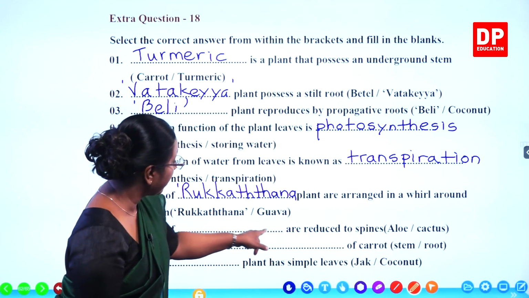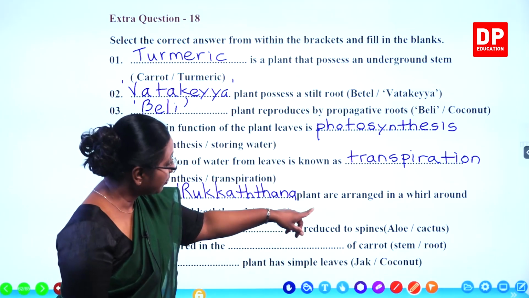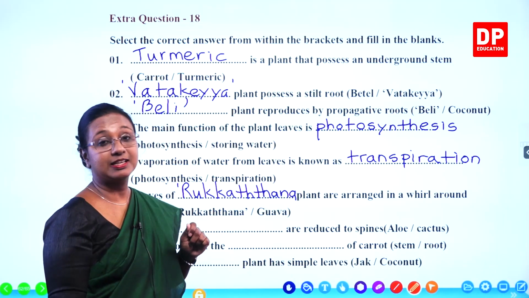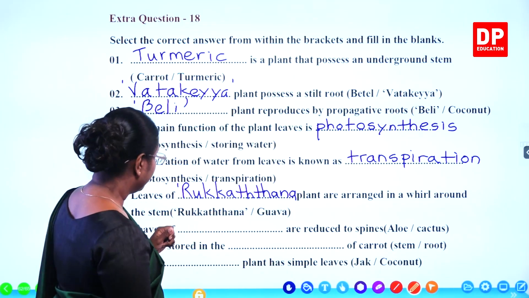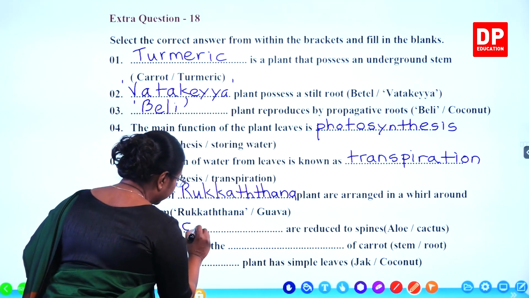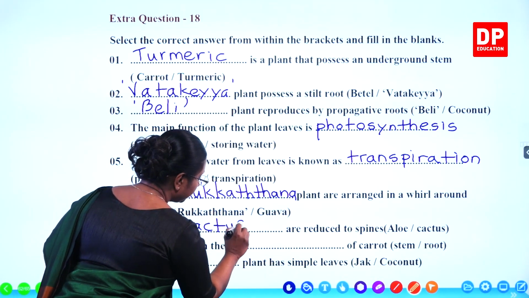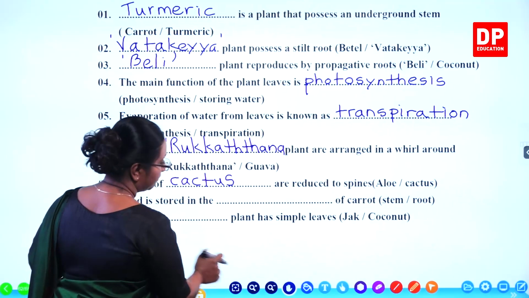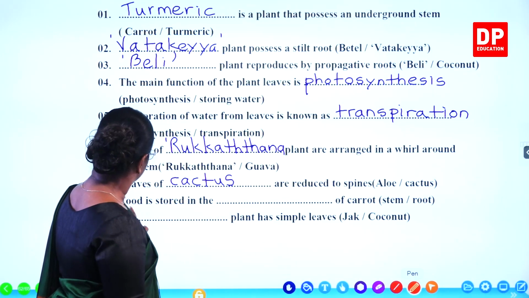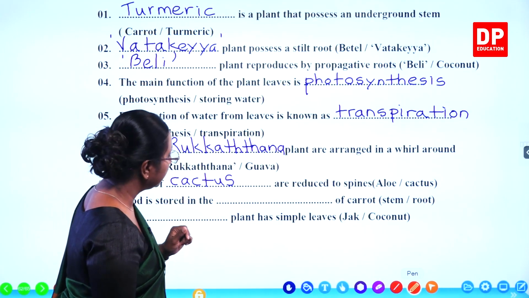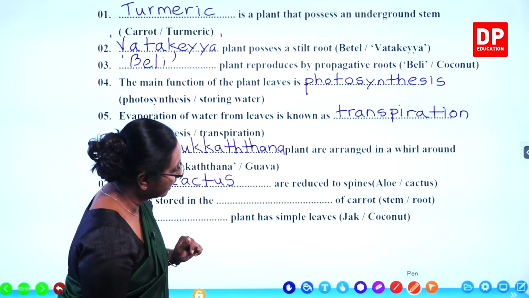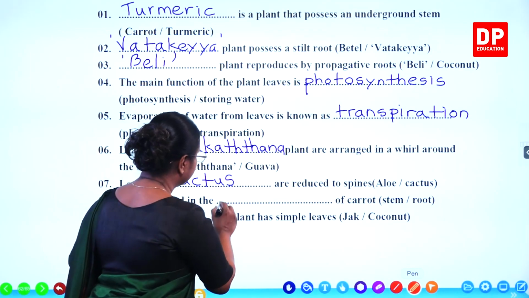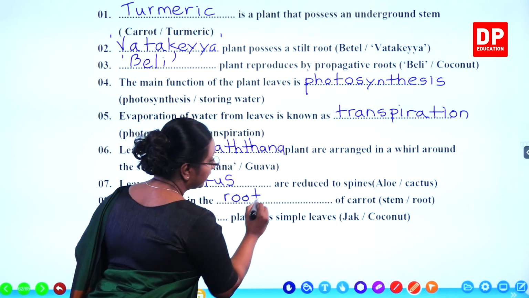Then leaves of blank are reduced to spines. Now, in aloe, they have the leaf that store water. In cactus, leaves are reduced to spines. So, leaves of cactus are reduced to spines. Then we have the 8th one. Food is stored in the blank of carrot, stem or root. Carrot is a root. So, food is stored in the root of carrot.